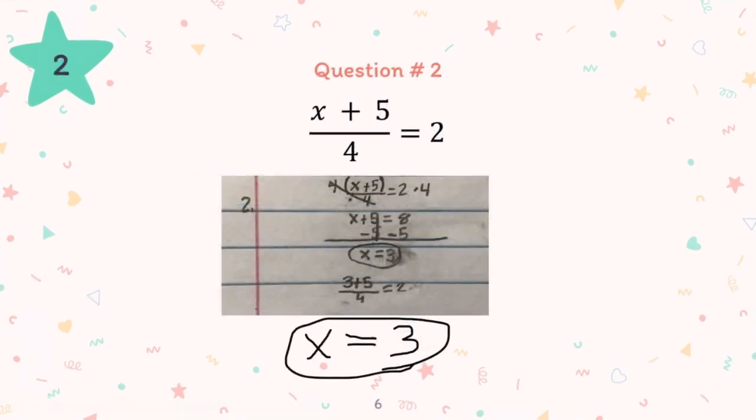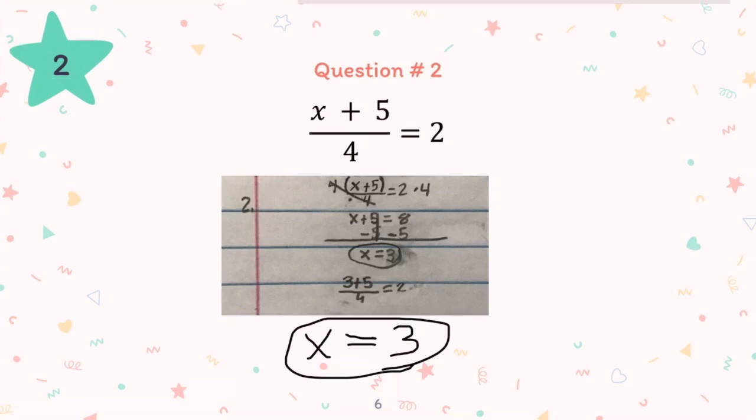For this problem, the equation is (x + 5) / 4 = 2. Since we want x + 5 by itself, we want to take the 4 away, so we multiply by 4, which cancels, and what we do on one side, we do on the other side. So on the other side, we do 2 times 4, which is 8.